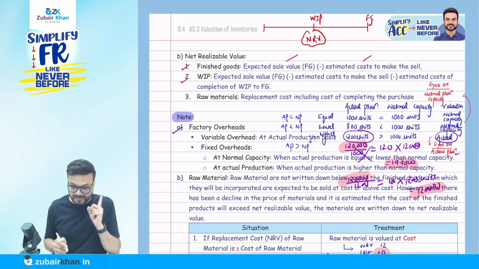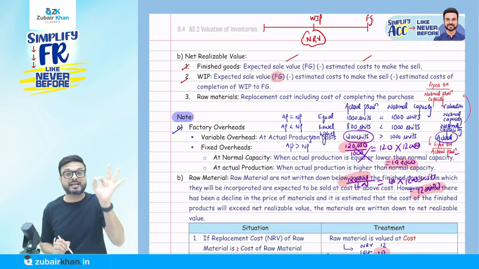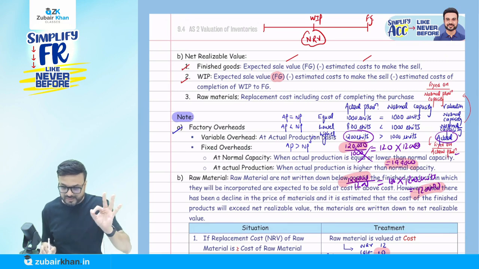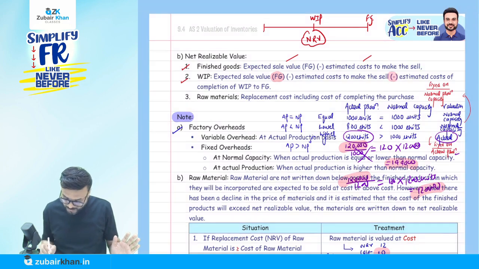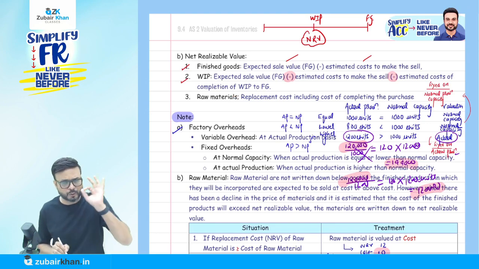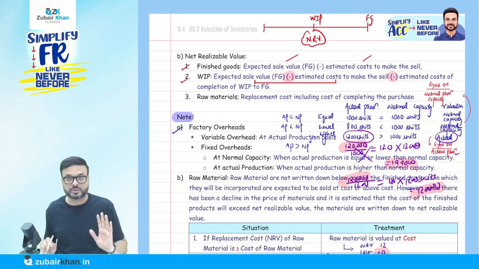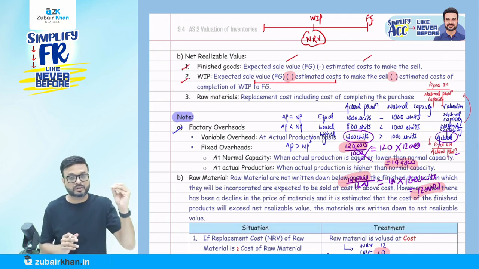In that case, it says expected sale value of finished goods. We can find the expected sale value of finished goods, minus estimated cost to make the sale. Same as the NRV of finished goods. But one more thing will come now. What is that? They say the estimated cost of completion of WIP to finished goods. To make it simple, first we have to calculate the NRV of finished goods: expected sale value of finished goods minus estimated cost to make the sale.